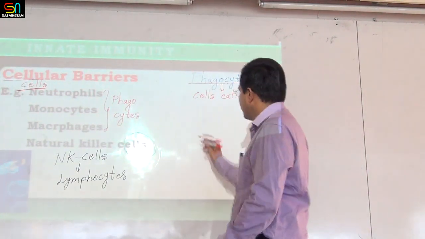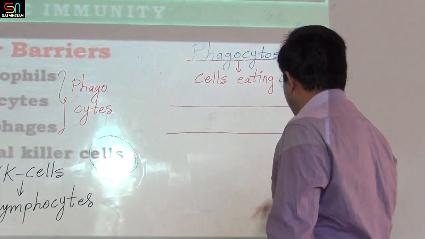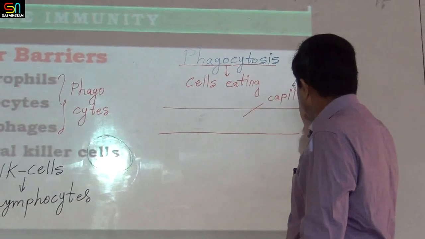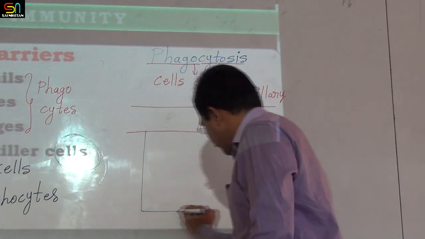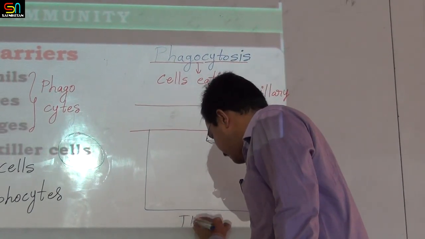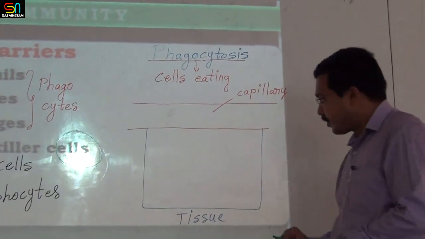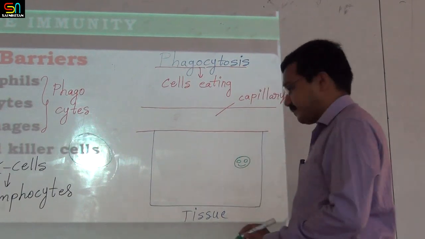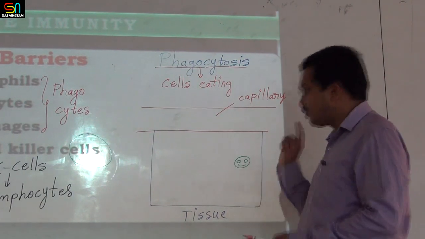Let us see how. Imagine, this is the blood capillary, blood vessels. Okay, think that this is the tissue. Now one pathogen entered here. Think that this is a pathogen. It has entered the tissue.